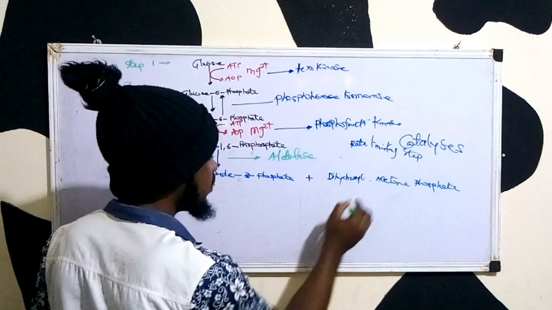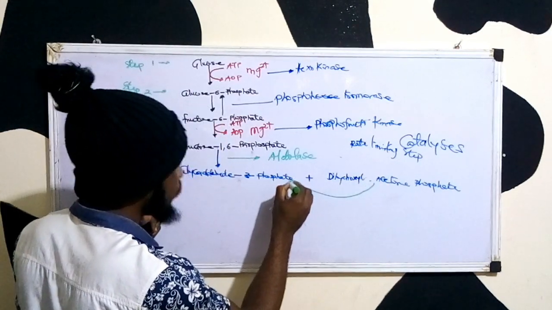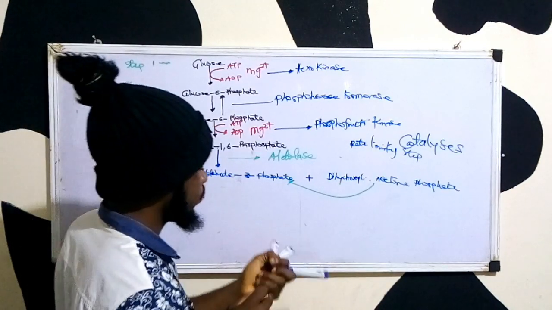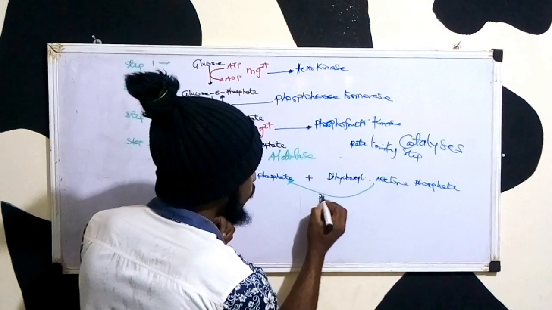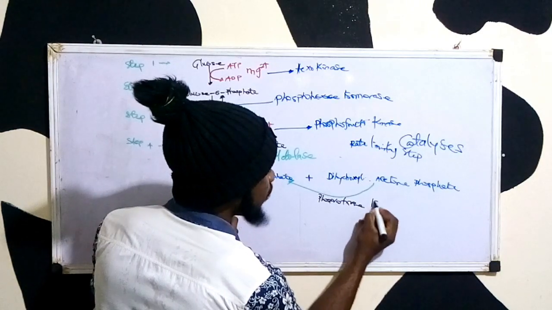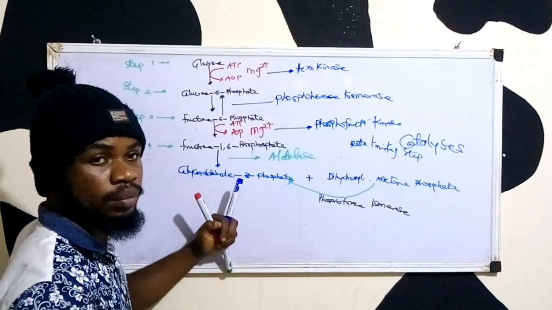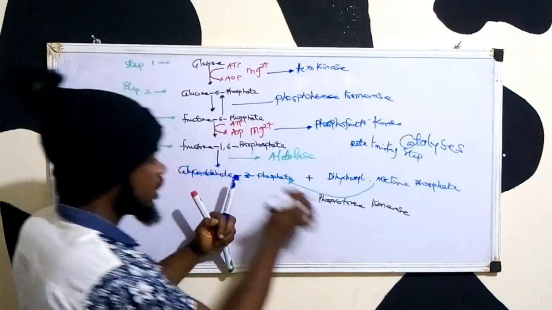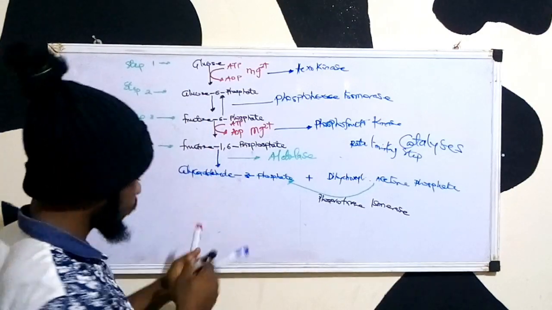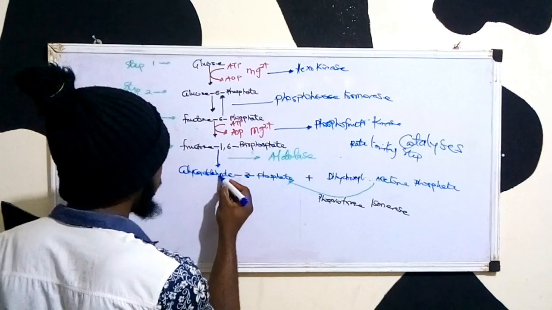Now, what happens here is that dihydroxyacetone phosphate is reconverted to glyceraldehyde 3-phosphate by an enzyme called phosphotriose isomerase. So this is converted to glyceraldehyde 3-phosphate for the reaction to continue forward. Now from here, another compound is formed.